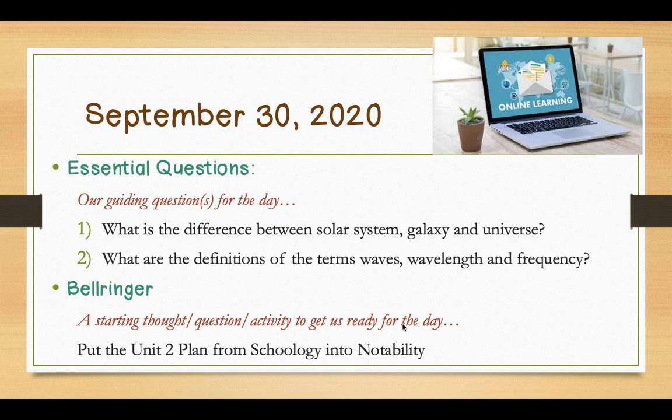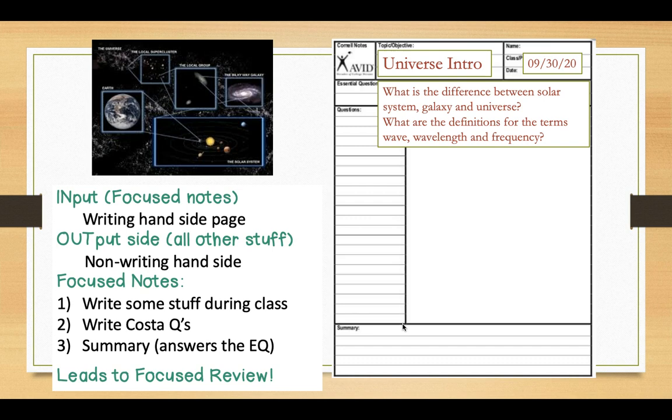Ideally, you have a Science 9 or Hour 1 folder or divider that you're using, and so you can put it right in there so it's easy to find for future reference. All right, so go ahead and set up your note page for today. Our topic is Universe Intro, and there's our two essential questions again. What is the difference between solar system, galaxy, and universe? And what are the definitions for the terms wave, wavelength, and frequency?